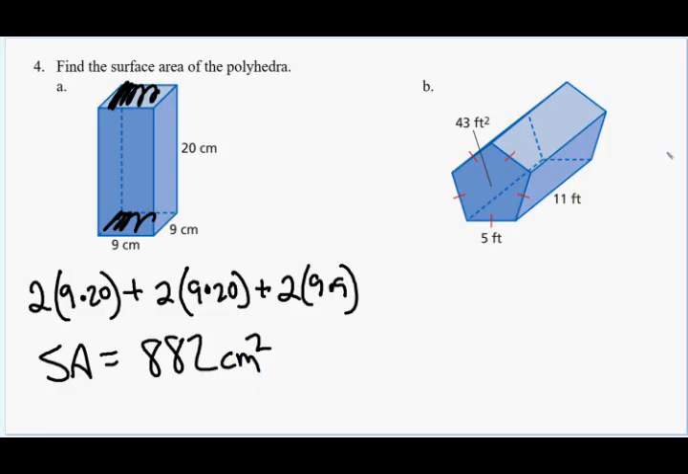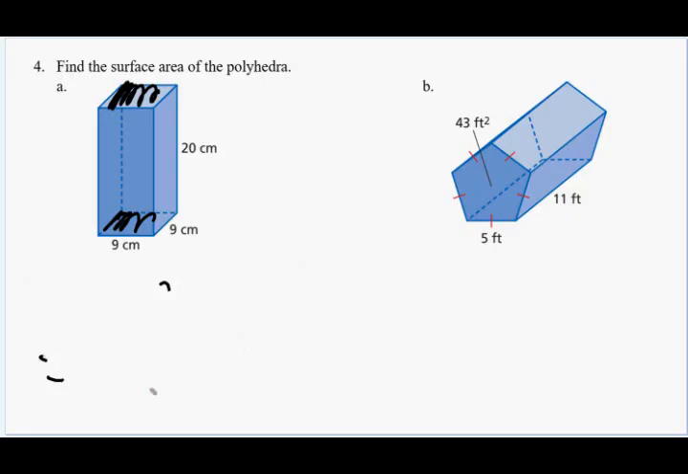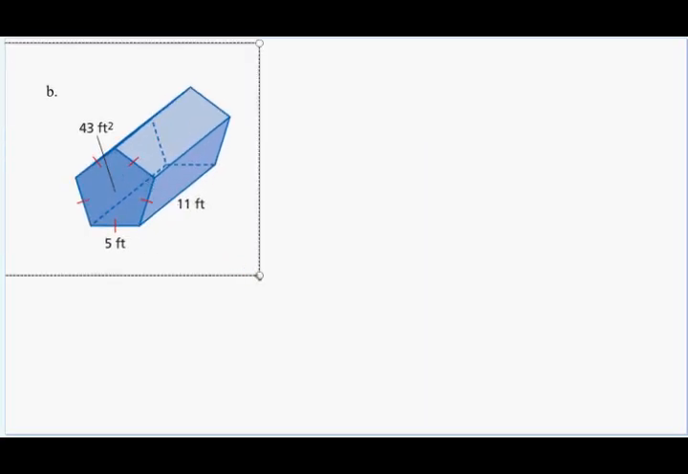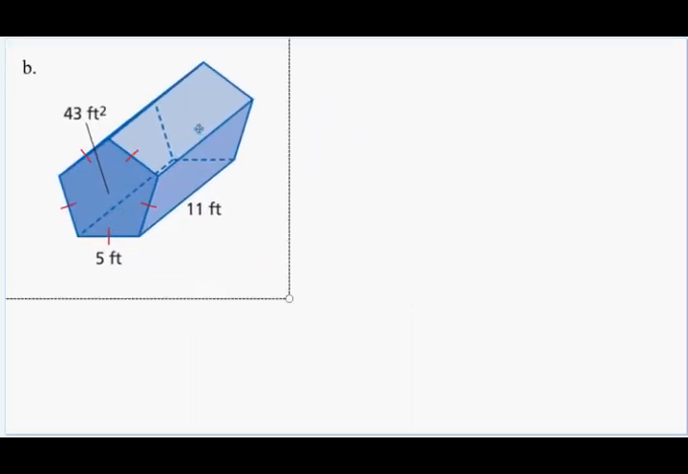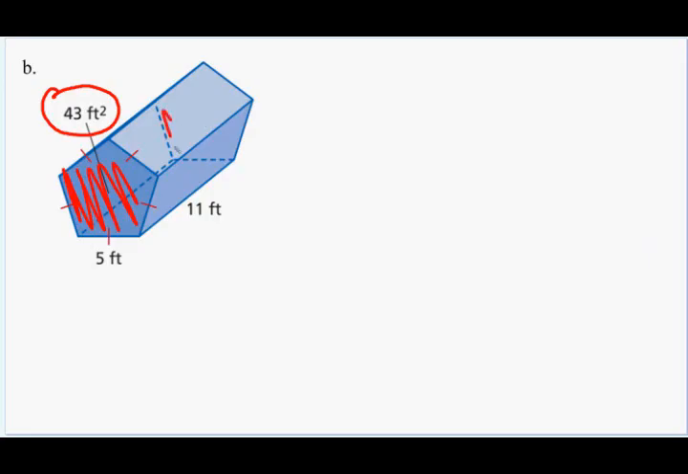Okay. Now, in the last one, they kind of give us a little bit of a gift. Because it's a regular pentagon on the side. And then we have, and I'll number these as we go, 1, 2, 3, 4, 5 rectangles. And the nice thing here is they give us the area of this pentagon on the end. It says this side is 43 feet squared. That means the back side here will also be 43 feet squared. So we've got 2 of those 43 feet squared.